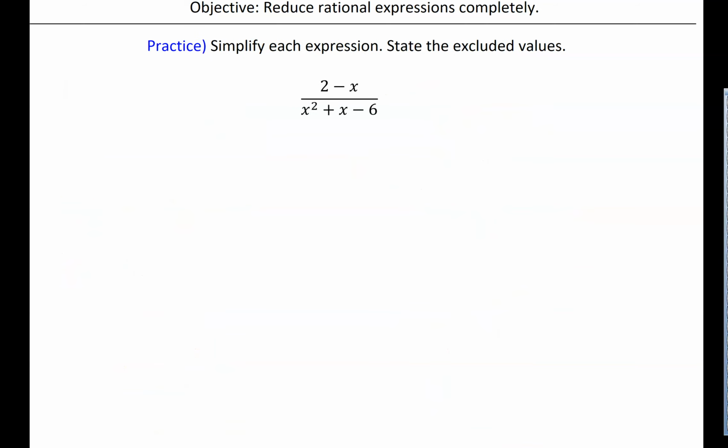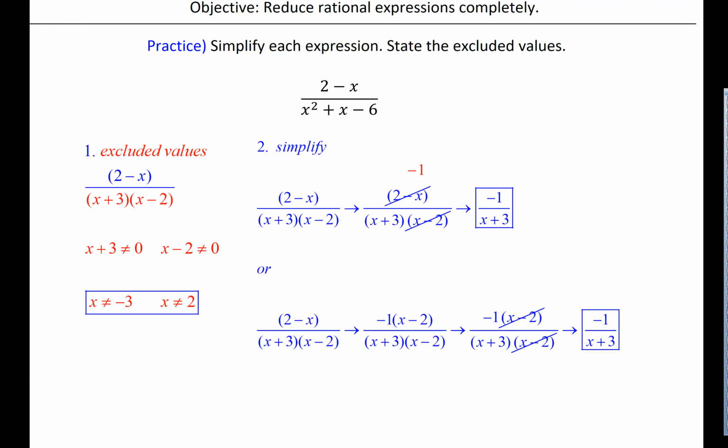All right, here is a practice problem. I encourage you to pause the video here, try this problem, and come back when you're ready to check. All right, let's take a look at the answer.